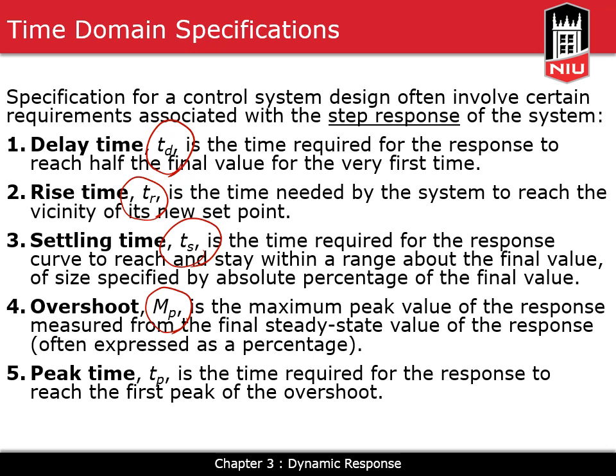The last one is peak time, or TP. This is the time that the response actually reaches that maximum overshoot. So number 4 and number 5 are related. In the next slide, we will see these graphically on a sample step response.